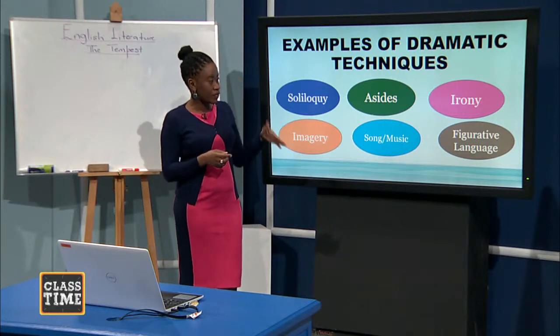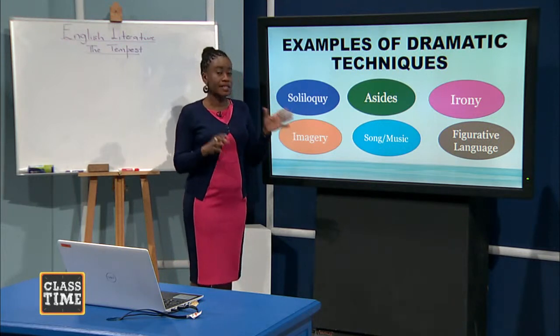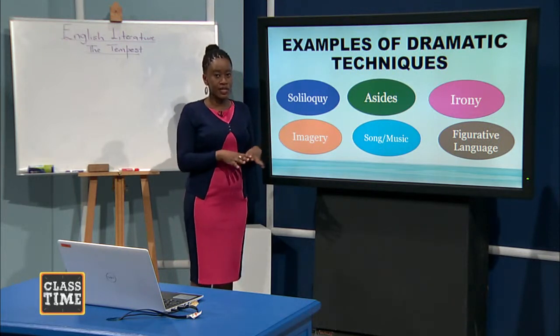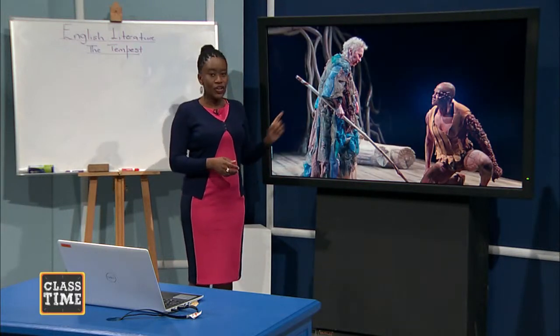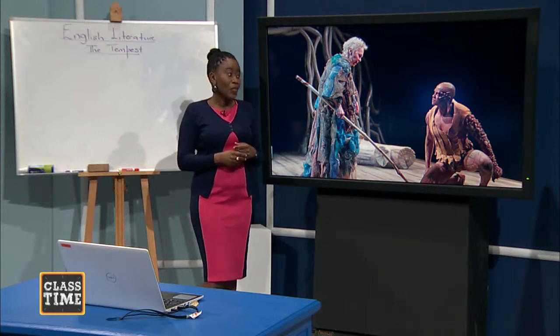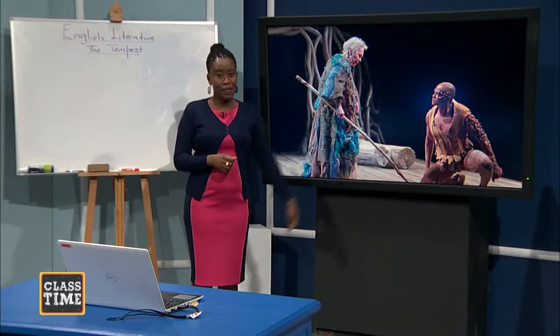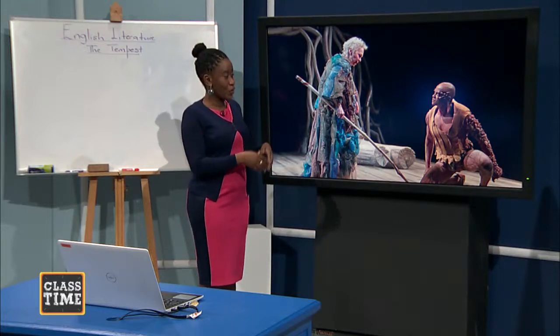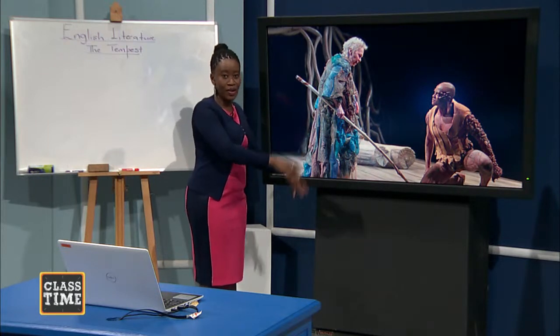Very good. So these are some of the devices, but today we're going to be discussing three of the techniques that Shakespeare infuses into The Tempest to add color to the work. Do you remember this scene? Right, so this is one of the scenes with Prospero and Caliban. And I'm just going to try to enact or reenact what was transpiring here.